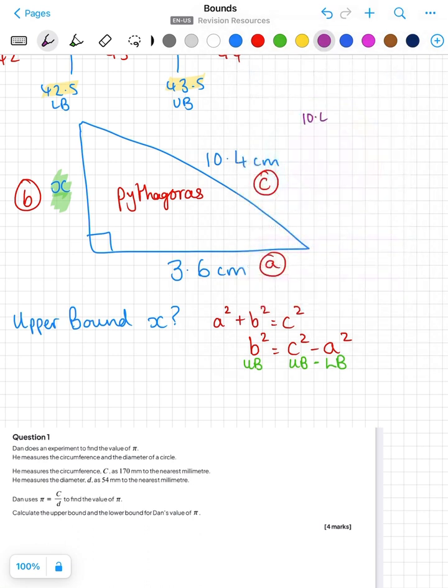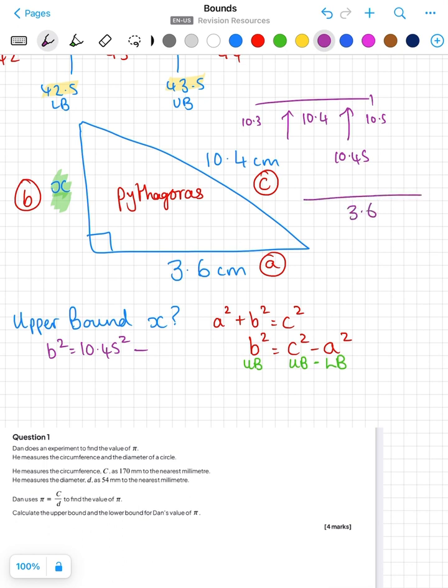So use our scale, 10.4, 10.5, 10.3, lower bound, upper bound. Our upper bound is 10.45. So b squared equals 10.45 squared minus, we want the lower bound of a. Use our scale. Lower bound, upper bound, that's 3.55 is our lower bound of a.